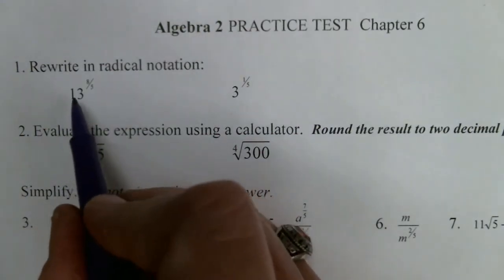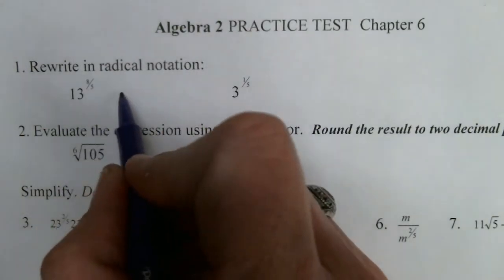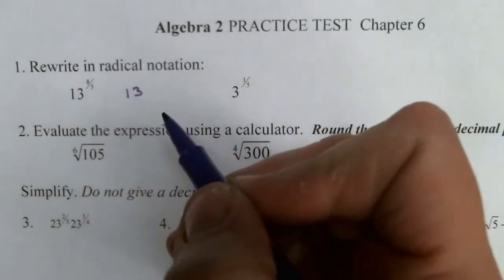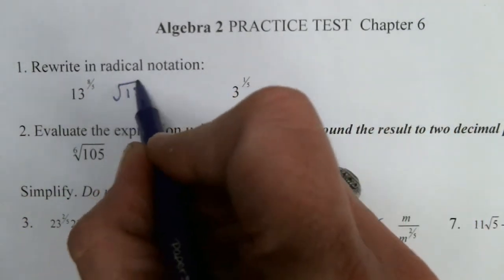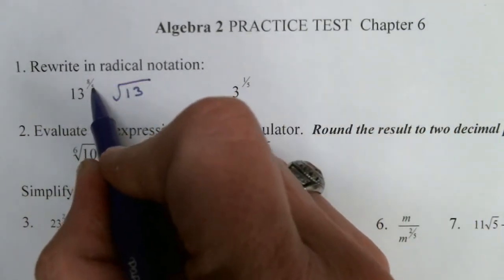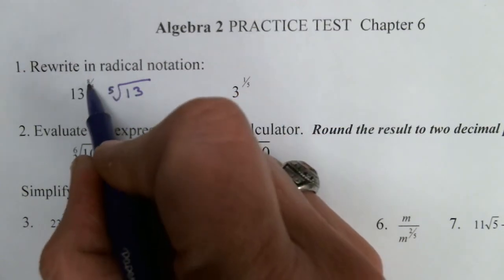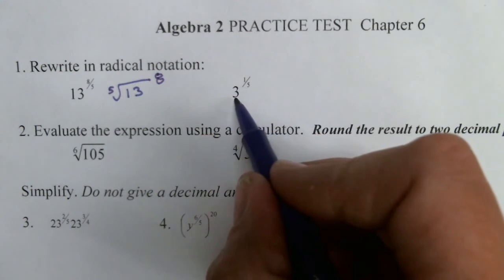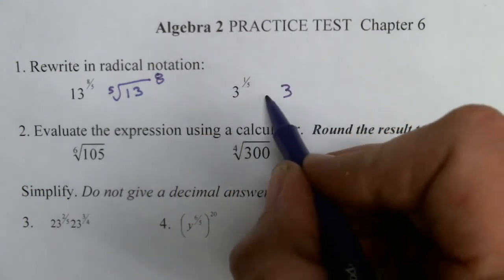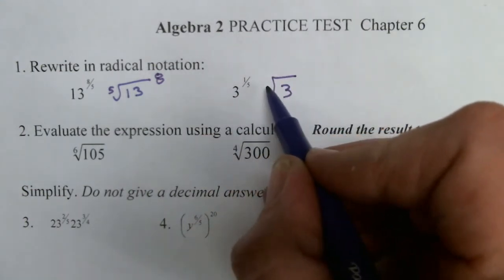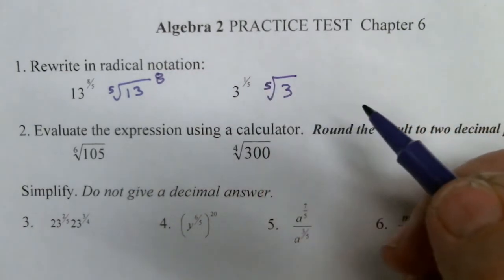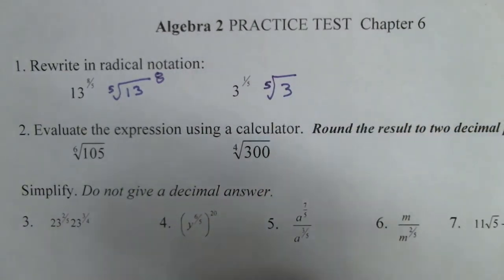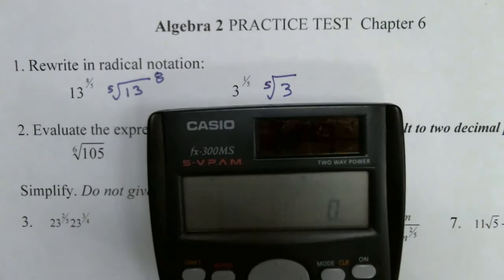The first two, for number 1, rewrite in radical notation. So the base is 13. Now the fractional exponent, the denominator is the root, and the numerator is the exponent. For the next one, 3, the base is 3, and the root is 5, so it's just the fifth root of 3. For number 2, they want you to change each of these into decimals.